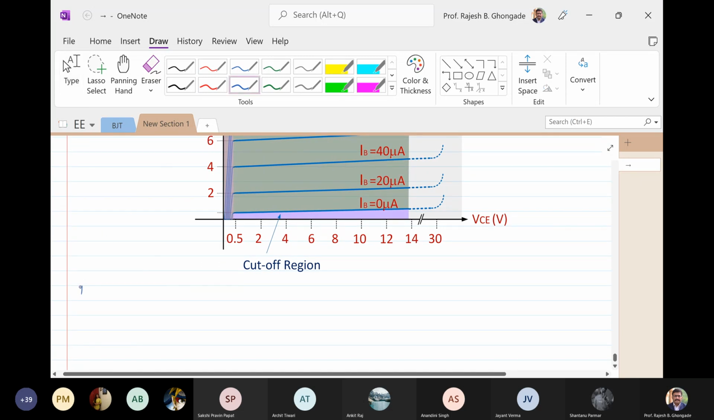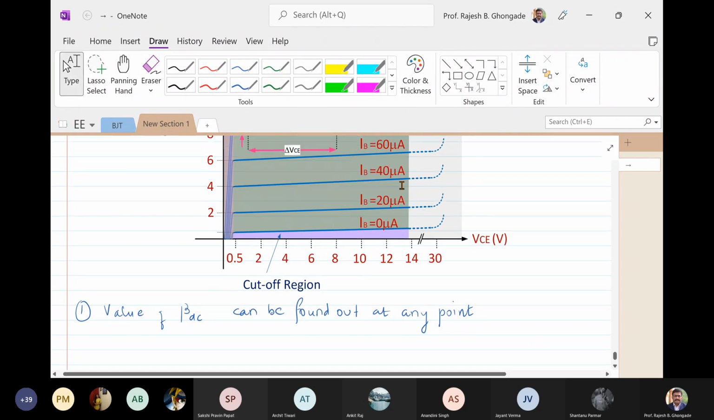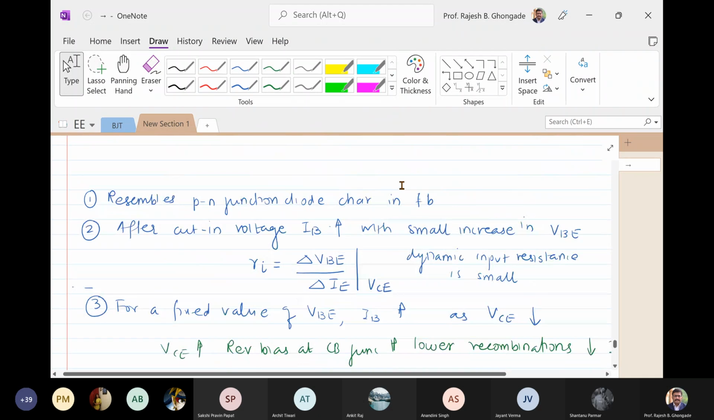Okay, observation number 1. The value of beta DC of the transistor can be found out at any point. So how can you find out the value of beta DC? What is beta DC, by the way? We've already seen what is beta DC.